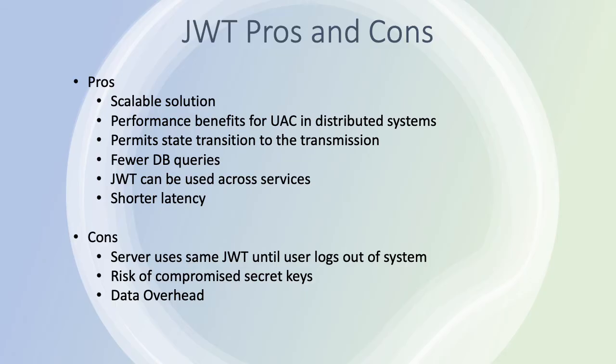JWT provides many pros to web services. JWT is a scalable solution with outstanding performance benefits for user access control and decentralized, large-scale distributed systems. The main highlight of JWT is the fact that it permits the state transition to the transmission. Therefore, a user does not have the ability to modify the data stored inside the token. Other advantages include fewer database queries, and JWT can be used across services.